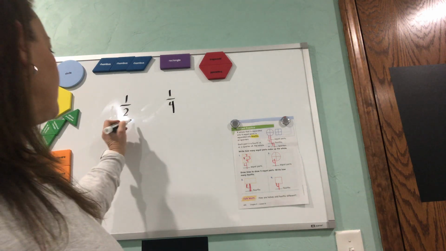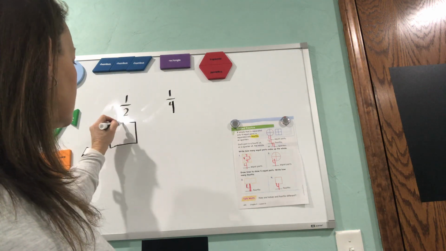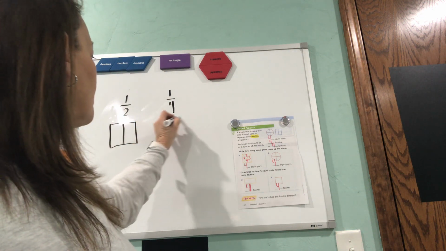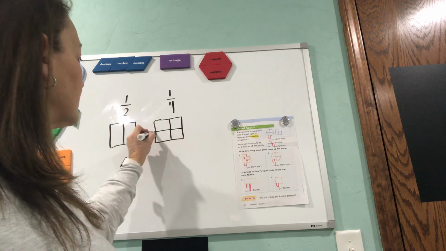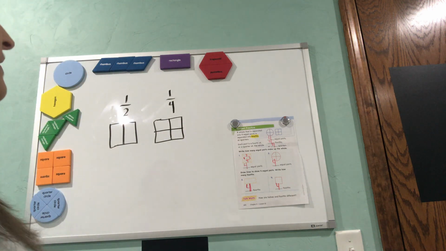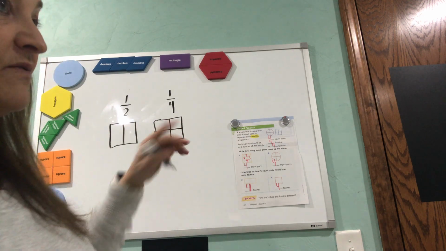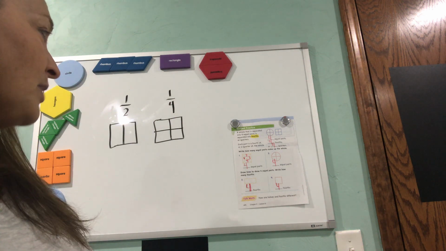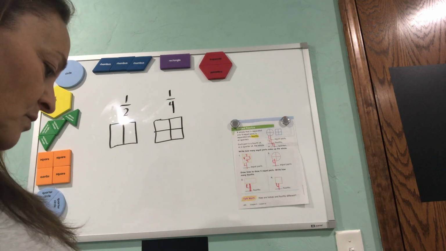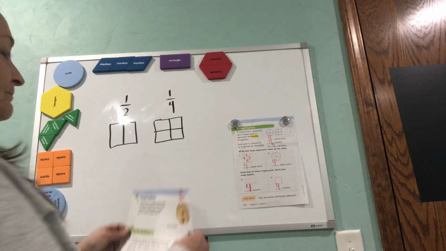Right, a half is only 2 parts, and a fourth is 4 parts. So a half has 2 parts that are bigger, a fourth has 4 parts that are a little bit smaller. So you're going to do the independent practice on your own, and you're going to do the homework on your own. Let's take a minute though and look at the problem solving.